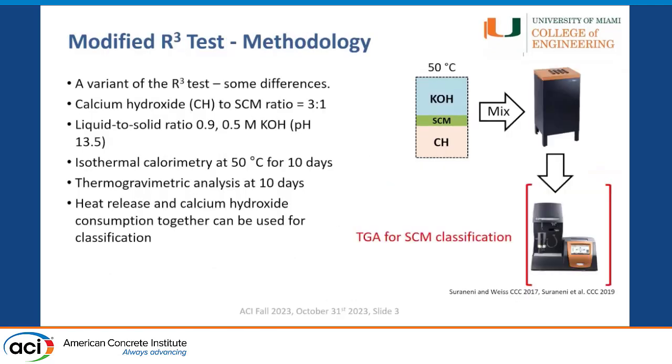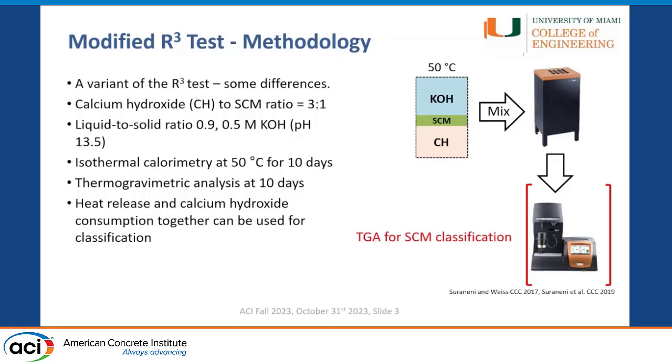So, to give you an idea of what the modified R3 test is, it's basically just a small variant of an R3 test where you have calcium hydroxide and supplementary cementitious materials reacting in a ratio of 3:1 by mass, and you have a liquid to solid ratio of 0.9, and you have the reaction happening at a pH of 13.5, which has been supplied by a 0.5 molar potassium hydroxide solution. You carry out isothermal calorimetry at an elevated temperature of 50 degrees Celsius for 10 days. This has been further shortened to 3 days at the end of my PhD based on some of the results that I obtained.